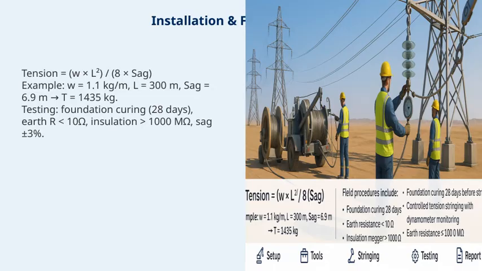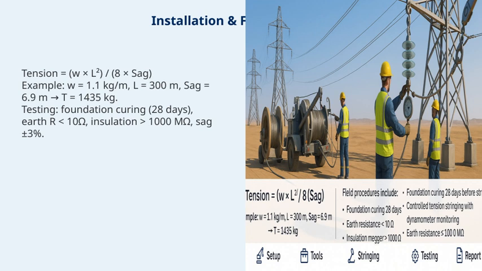Now, let's move on to the installation and field testing phase. One of the key concepts here is calculating the tension in the cable, which is crucial for ensuring structural integrity. The formula we use is tension equals the weight per unit length times the length squared, divided by 8 times the sag. For example, if the weight per meter is 1.1 kilograms, the span length is 300 meters, and the sag is 6.9 meters, then the tension comes out to around 1,435 kilograms.